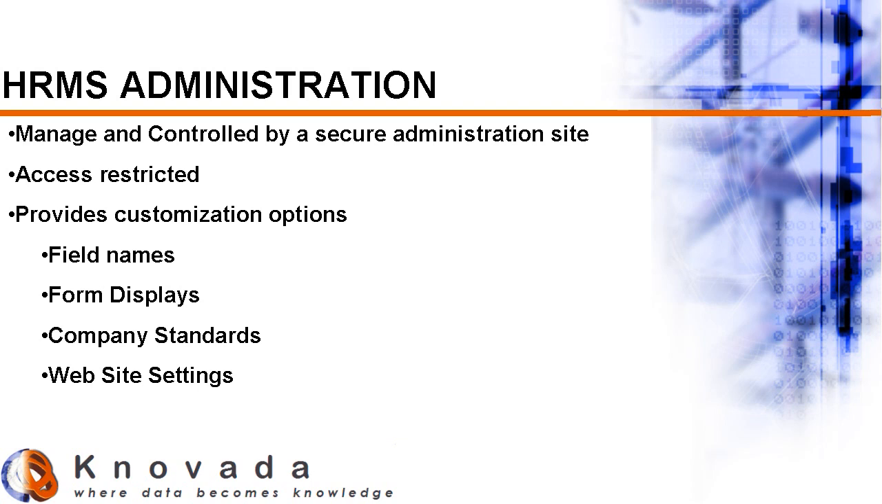In addition, the HRMS administration site provides a company the opportunity to customize their site to meet their requirements. For example, field names can be changed to reflect naming conventions used by the company. Field displays on forms such as appraisals, online applications, or employee reports can be selected by the company. Company standards such as work schedules, leave accruals, holiday dates, and pay periods can be created and maintained by the company.